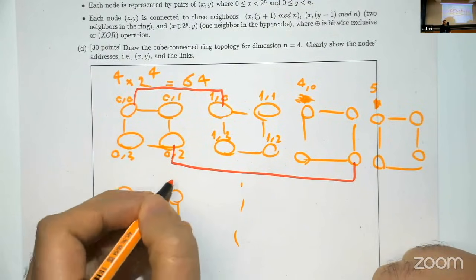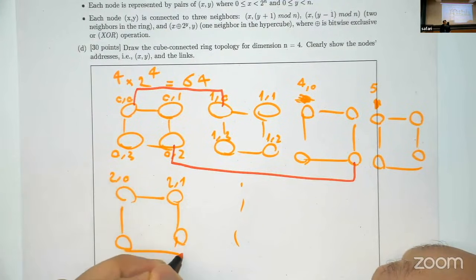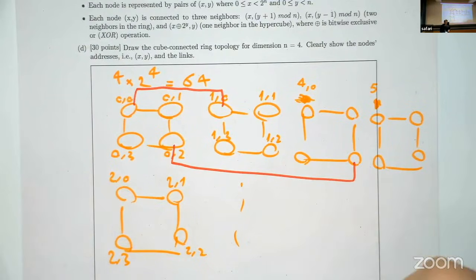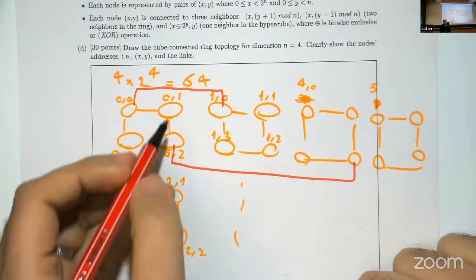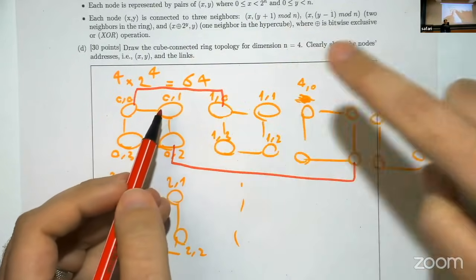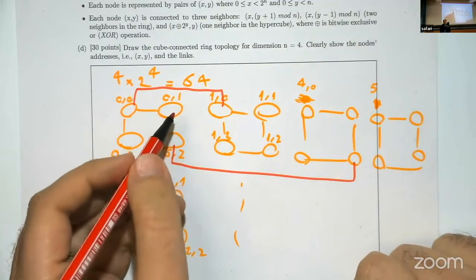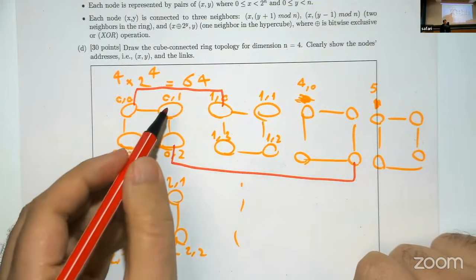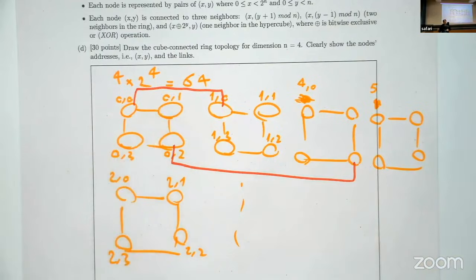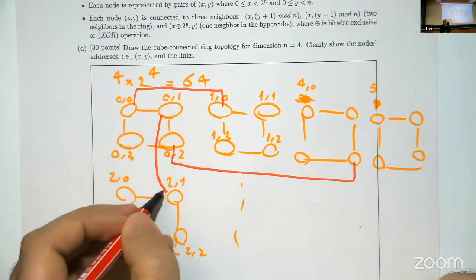So if we put it like 2 and 1, 2 and 0, 2 and 2, and 2 and 3. So for this node, I will just calculate. The neighbor of this 0 and 1 would be 0 XOR 2 to the power 1 and 1. So XOR of 0 and 2 to the power 1 would be 2 actually. So this is gonna be connected to this node.